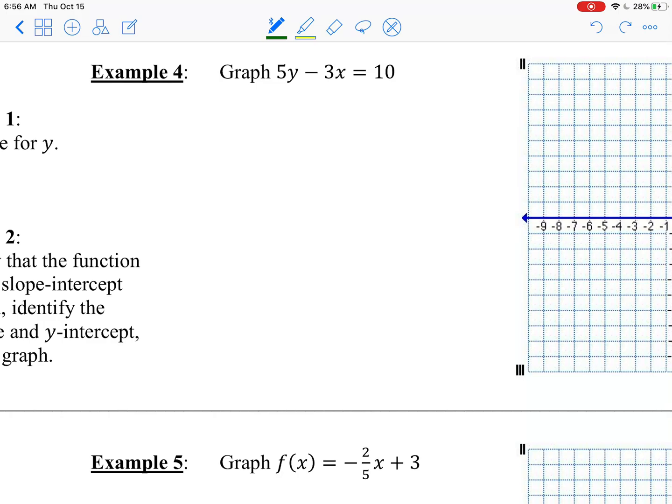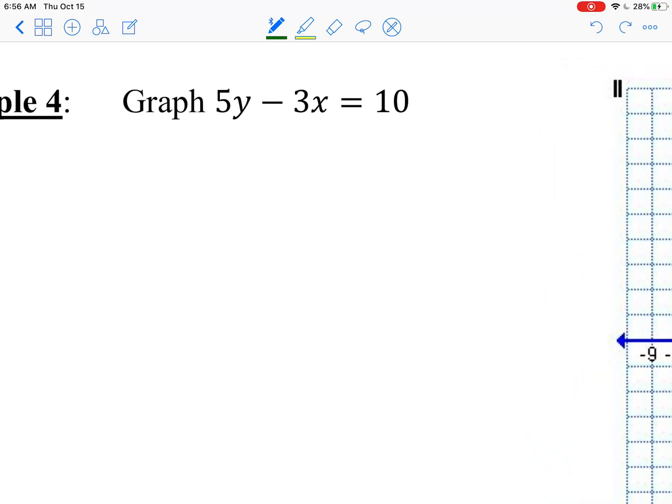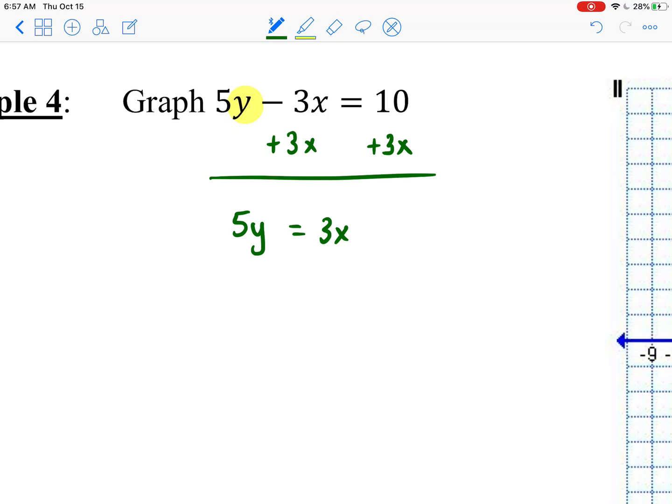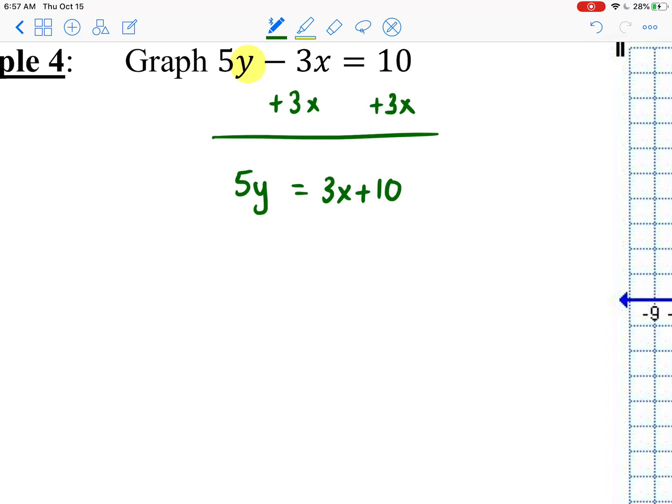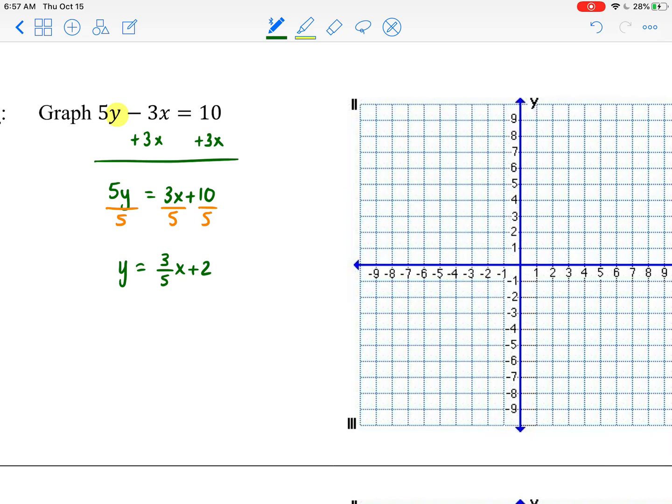So, okay, now we've got 5y minus 3x is equal to 10. And again, the goal here is to get the y by itself. So let's add 3x to both sides. So we have 5y is equal to 3x plus 10. And then we're going to divide by 5 here. Make sure you divide everybody by 5. And you get y is equal to 3/5 x plus 2. Okay, so 3/5 x plus 2.